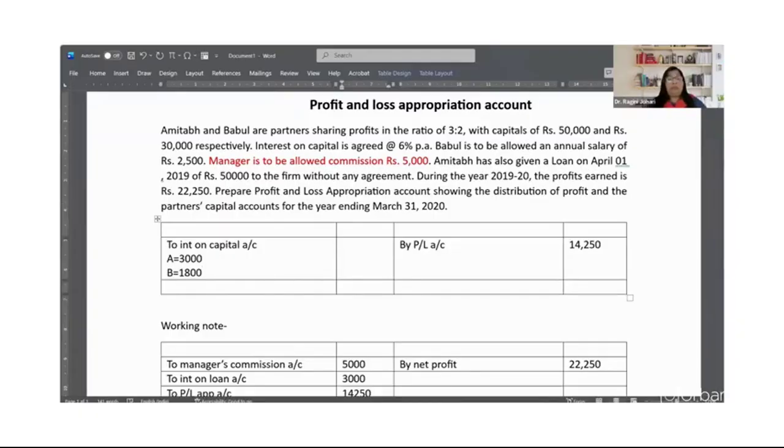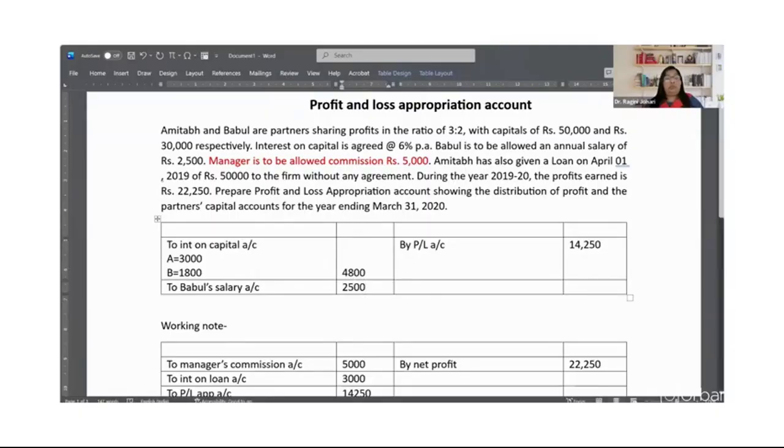Summed up, this is 4,800. So 4,800 is charged as interest on capital. Then Babu is to be allowed an annual salary of rupees 2,500. So next is Babu's salary. Babu's salary is 2,500 annual.